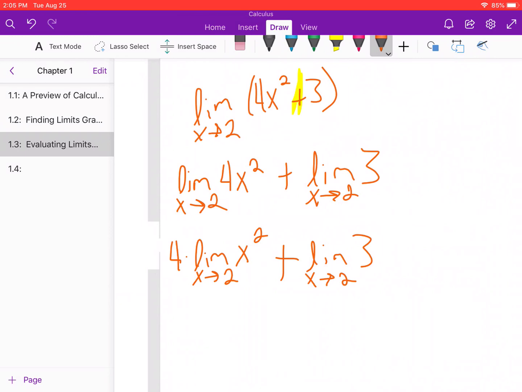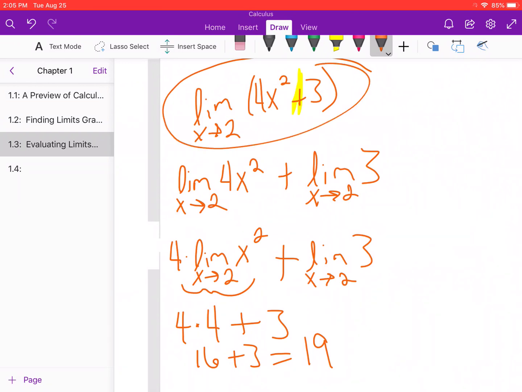All right, using our basic rules that we talked about, this limit as x approaches 2 of x squared, remember we just plug in the 2, that's 2 squared, which is 4, so we have 4 times 4, plus the limit as x approaches 2 of 3, that's our constant rule, so that is just 3. 4 times 4 is 16, plus 3 gives us 19. So that original limit that we started with gives us 19. So this is really handy if you don't have a graphing calculator or any type of calculator handy with you right at the moment.